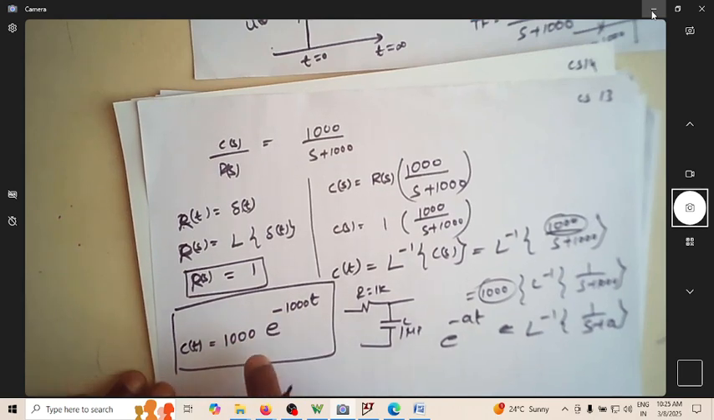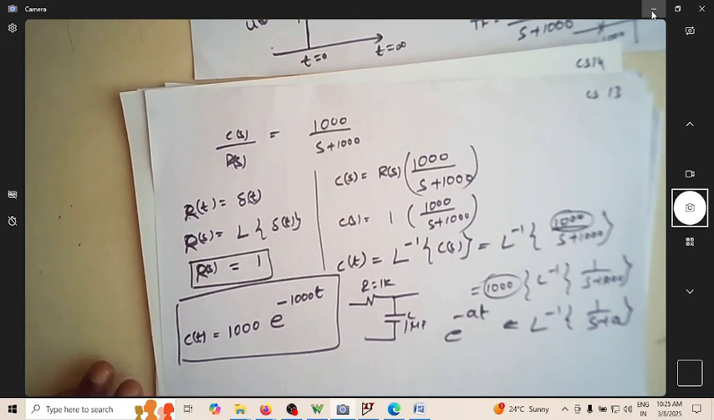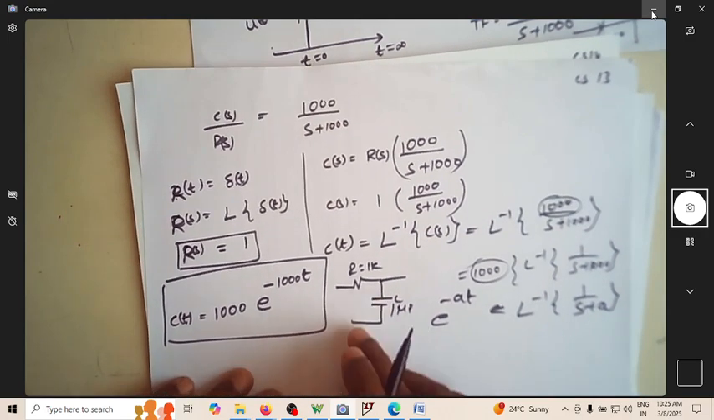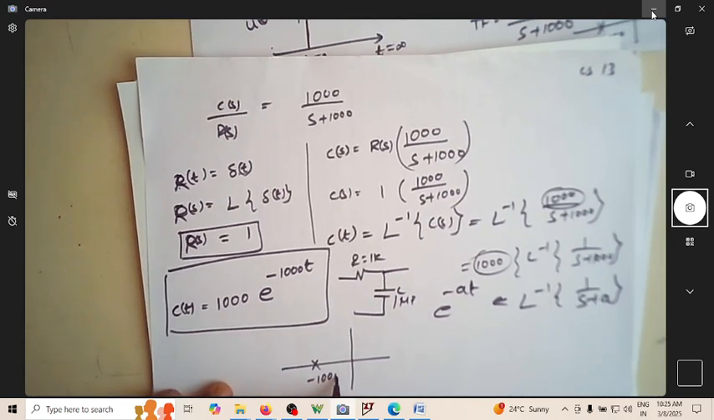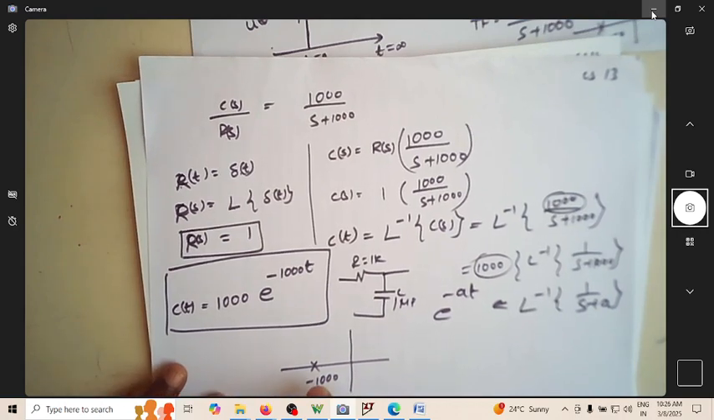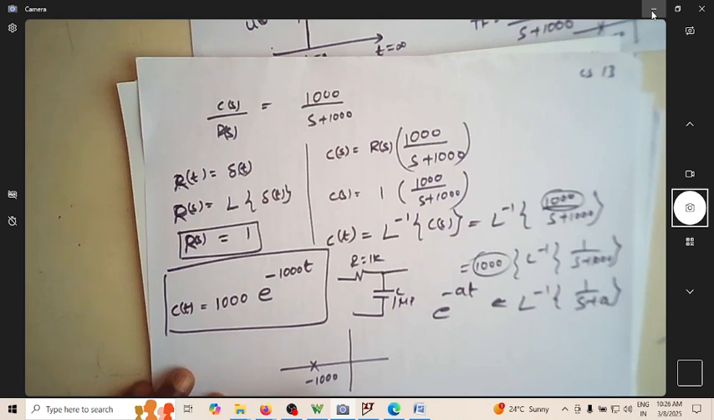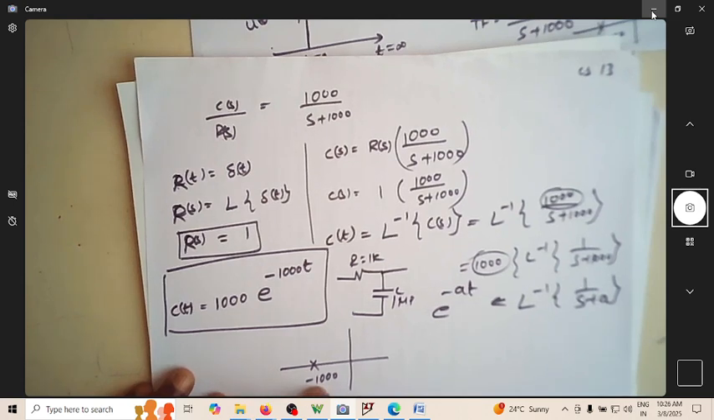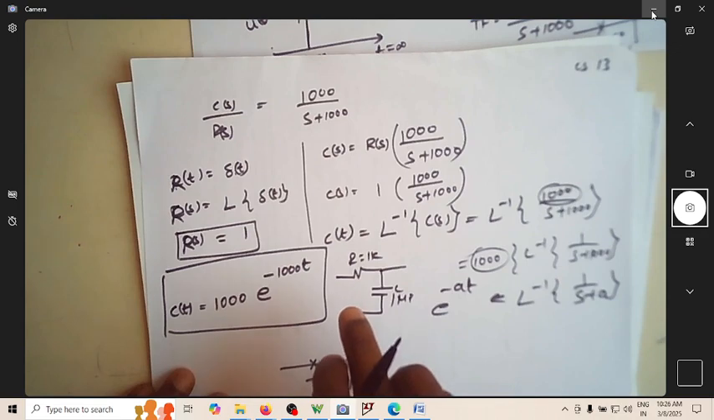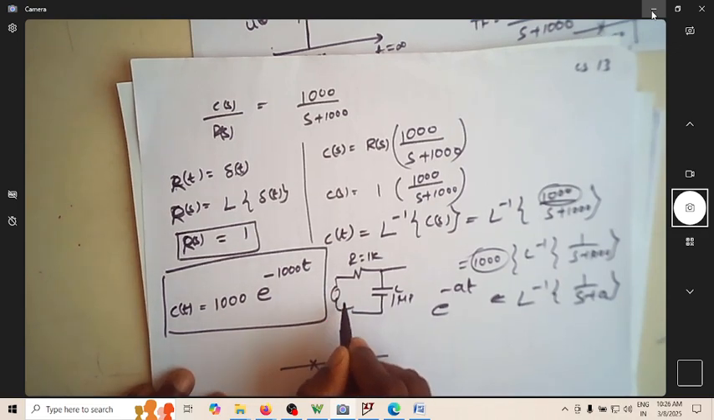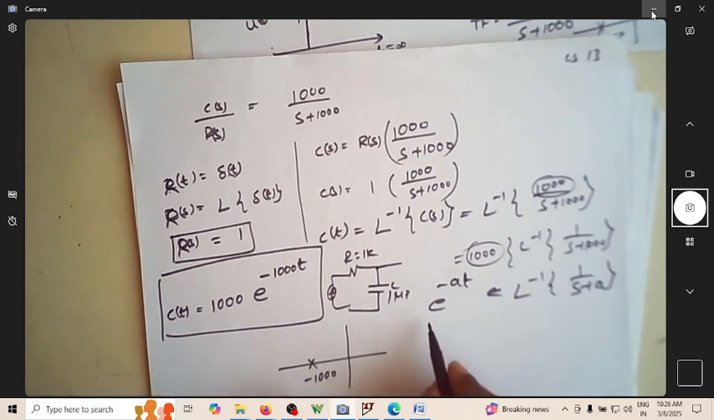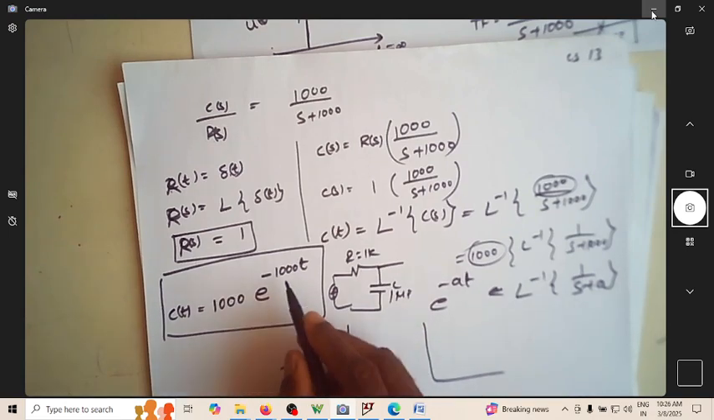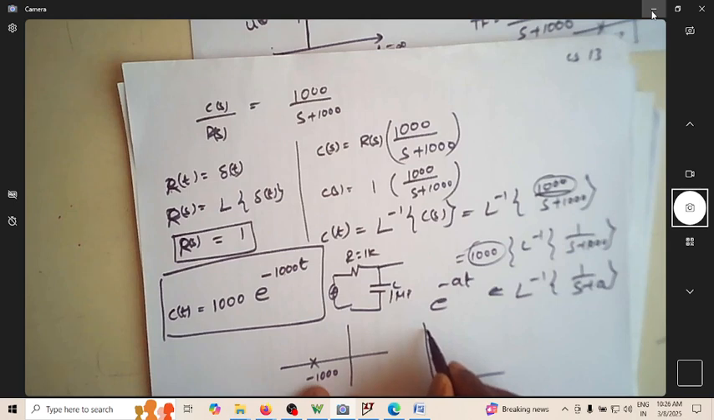It is something like this. What does this actually mean now? Where is the pole of this? The pole of this is at minus 1000. So if there is a closed loop pole at minus 1000, what is the response of this system for a delta function, which is a bounded input? It is e power minus 1000 t. Is it not going this way?